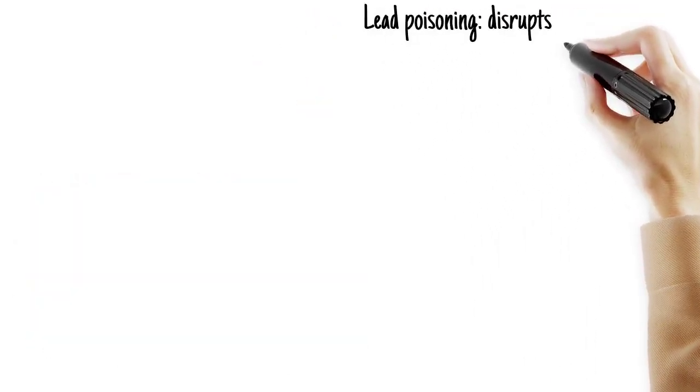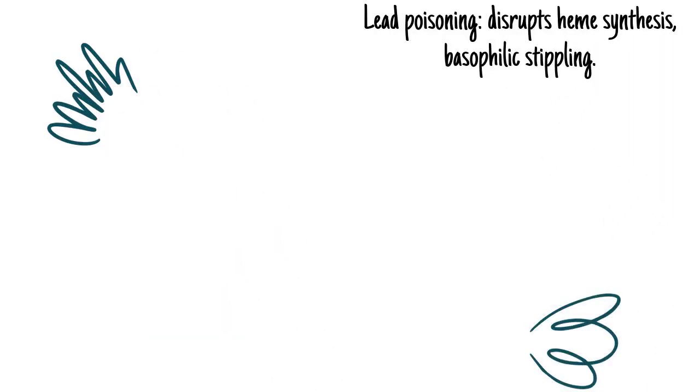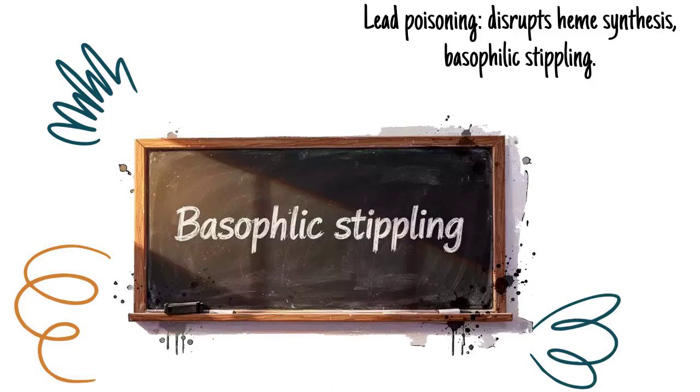Finally, lead poisoning inhibits multiple enzymes in the heme synthesis pathway, notably ALA dehydratase and ferrochelatase, and classically produces basophilic stippling on the peripheral smear, often alongside neurocognitive symptoms in children and abdominal pain in adults.